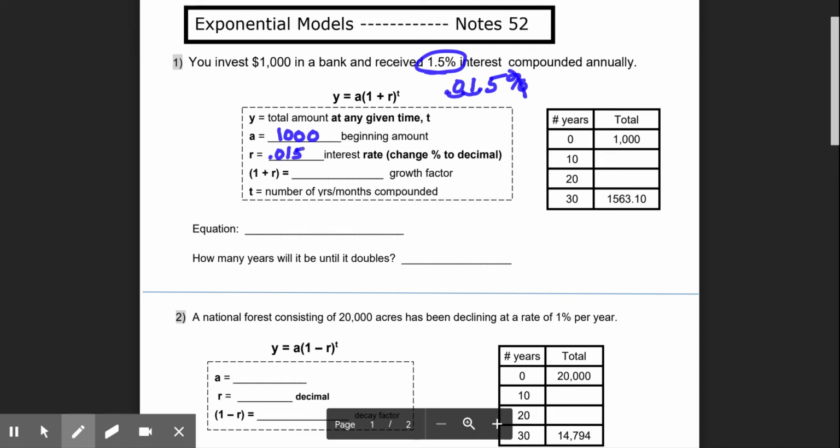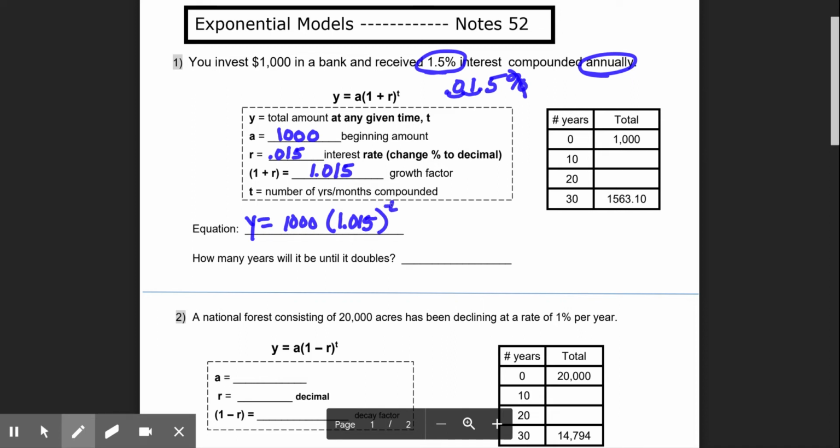So this would represent 0.015. And then the growth factor is 1 plus the rate. So it'd be 1 plus 0.015, which is 1.015. And then t is the number of years compounded. It could be months also. In this particular problem, it's actually years because annually means years. So the equation will look like y equals 1,000 times the quantity 1.015 raised to the t.